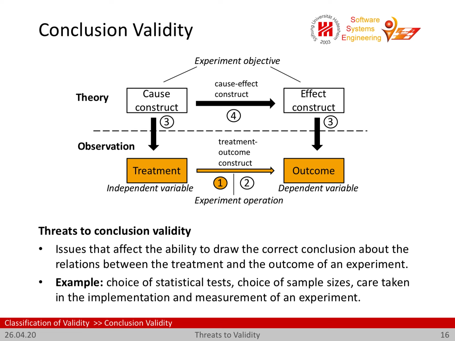Examples for that could be choice of statistical tests, choice of the sample sizes, the care taken in the implementation and measurement of an experiment. So everything that we did discuss in the chapter on statistics, what can go wrong, falls into this category. All of this may impact the conclusion validity. It's the first type of validity we need to look at whenever we analyze an experiment.